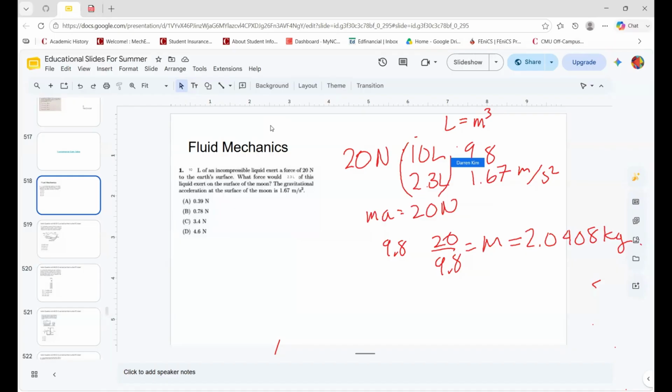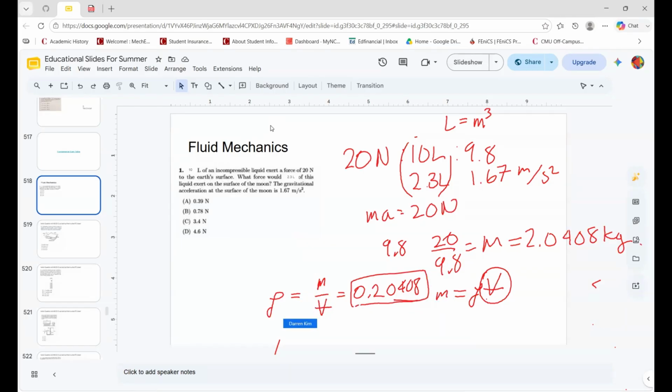We know mass equals density times volume, right? That's the normal definition that we always use in fluid dynamics. What we need from this is a density, and density is found by the mass divided by 10, which equals about 0.20408. That's the density. They did not give us what the liquid was, so this is important. Density is universal.